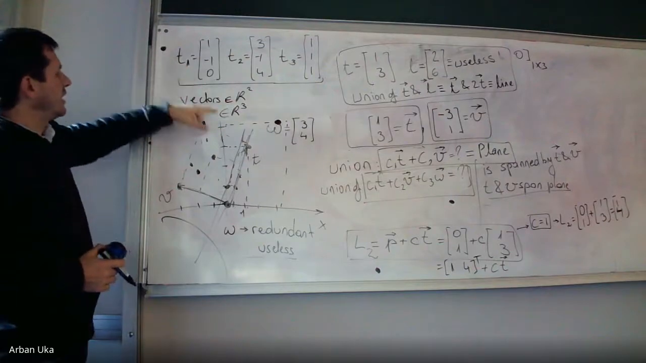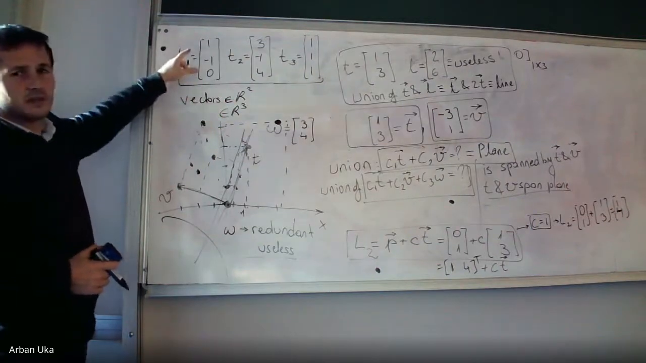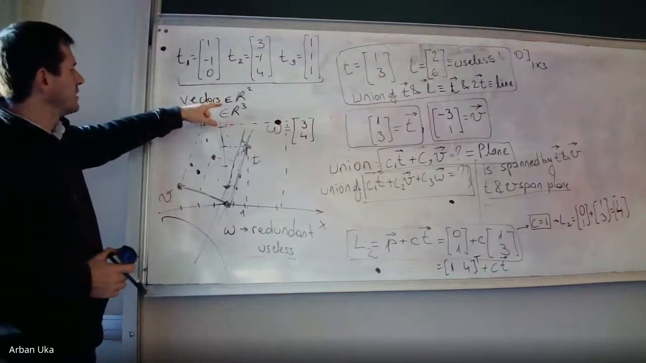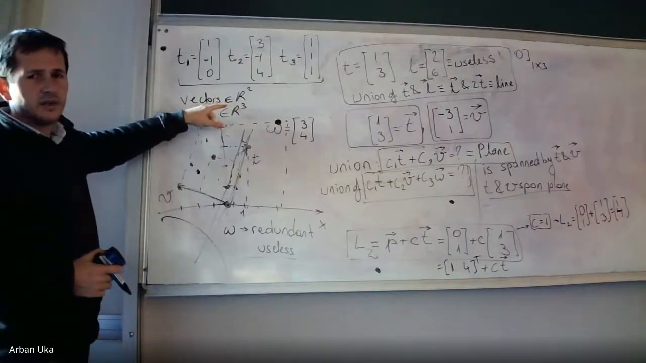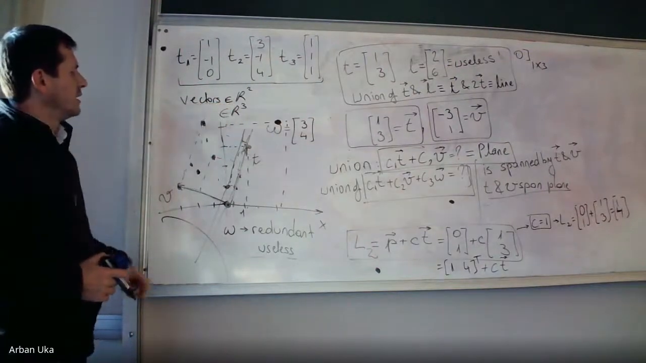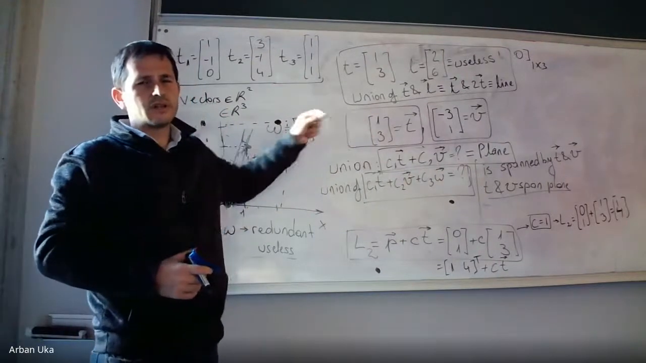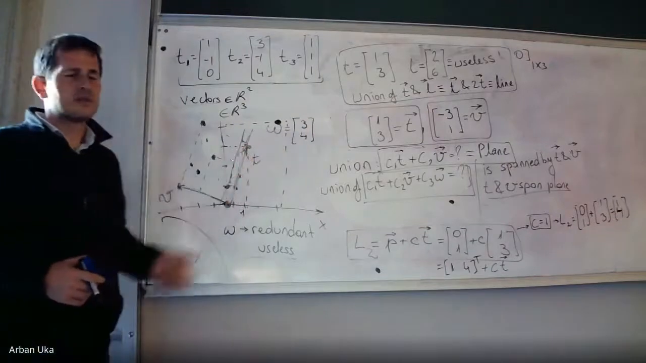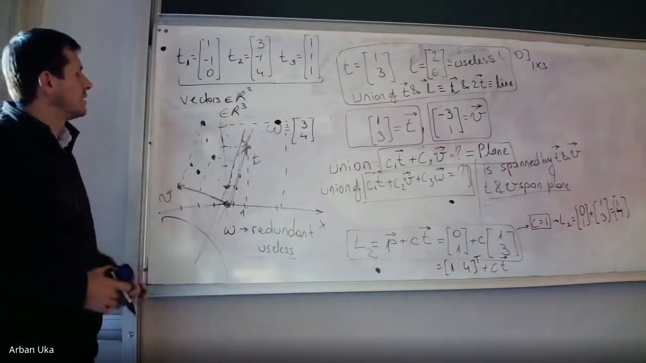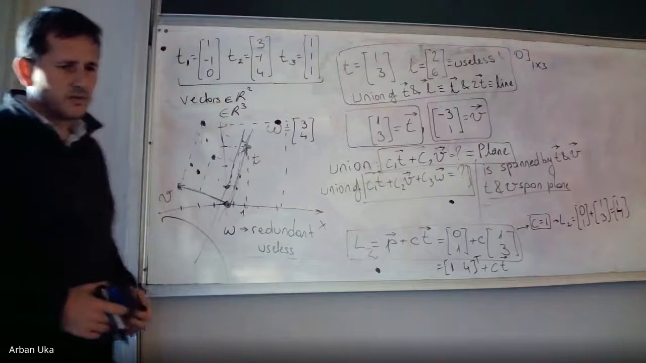So a vector in R3 we define by a triplet of numbers. A vector as a subset of R squared would be a pair of numbers, which can define a point in the Cartesian coordinate system. And this is what we can get so far.